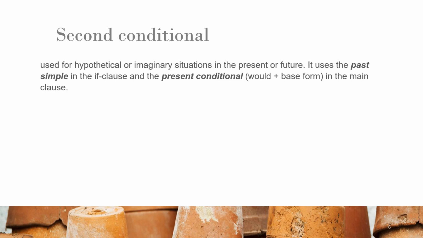Second conditional clause is used for hypothetical or imaginary situations in the present or future. It uses the past simple in the if clause and the present conditional would plus verb in the main clause. Short reminder: past simple is when you use a verb and add an ending ed to it, or take the verb from the second column if it's an irregular verb. Let's take a look at some examples.